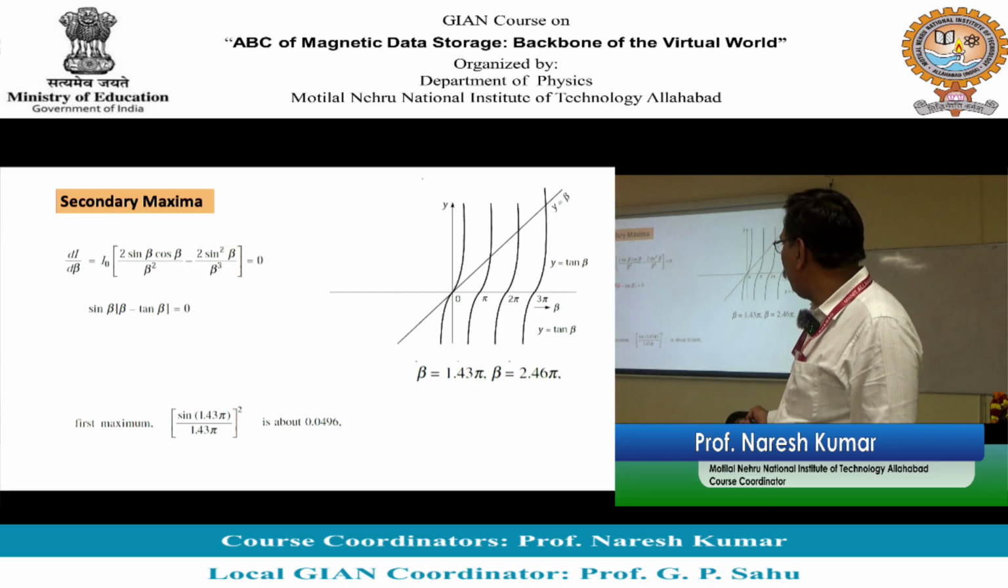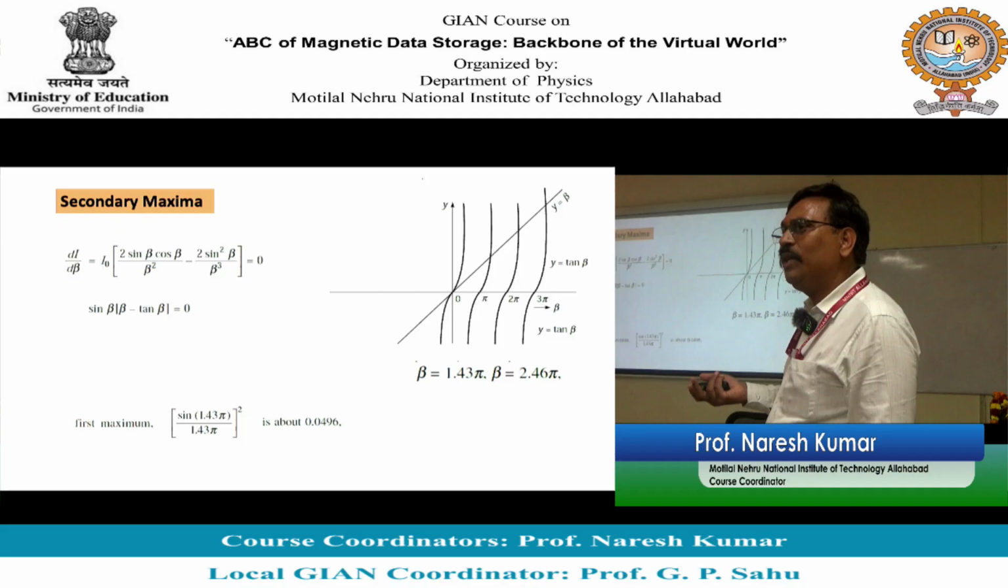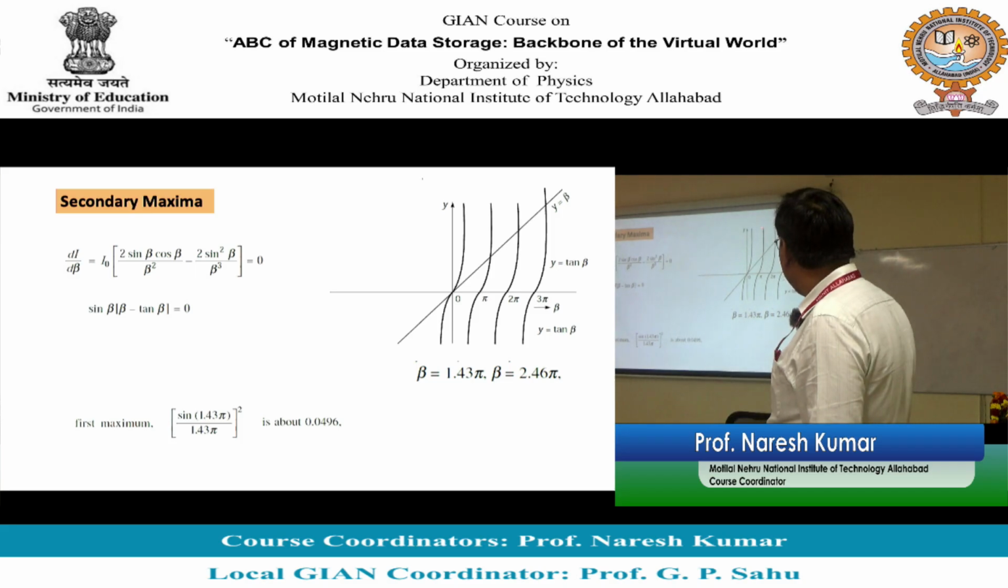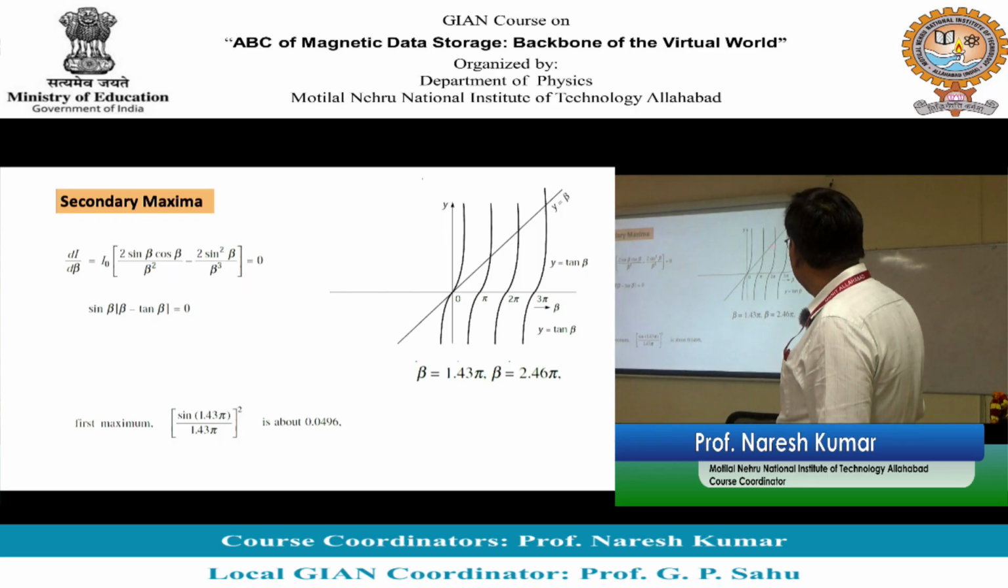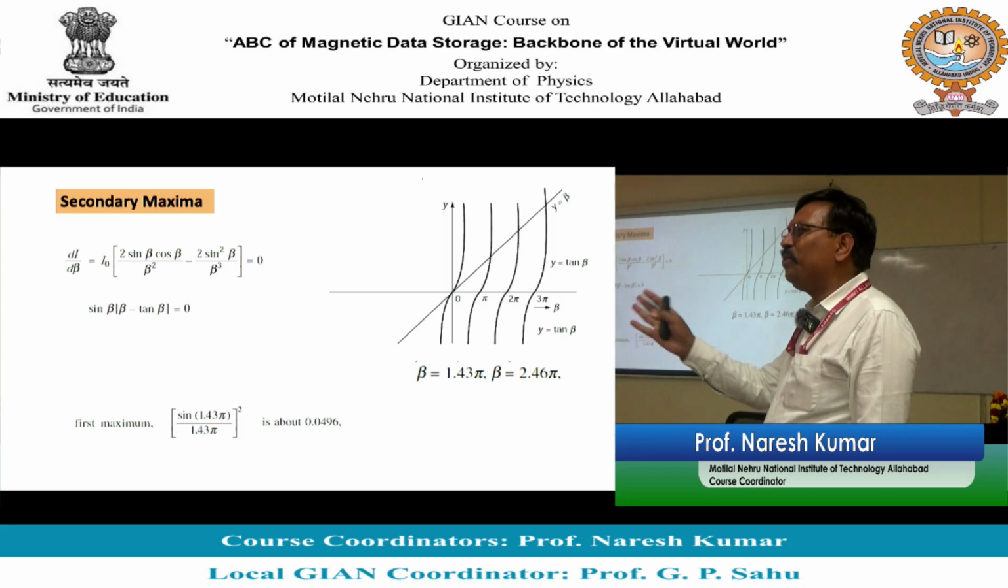So what is y is equal to beta? It is a straight line. What about y is equal to tan beta? These are the curves, and wherever these two curves meet, you get a solution. The first solution you get at 0. So at 0 you have already seen maxima. The second solution is between pi and 2 pi, somewhere around 1.43 pi. Third you get between 2 pi and 3 pi, which is 2.46 pi.